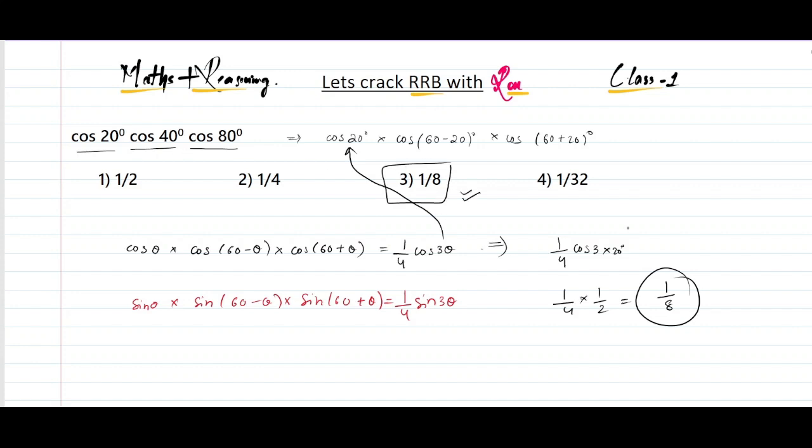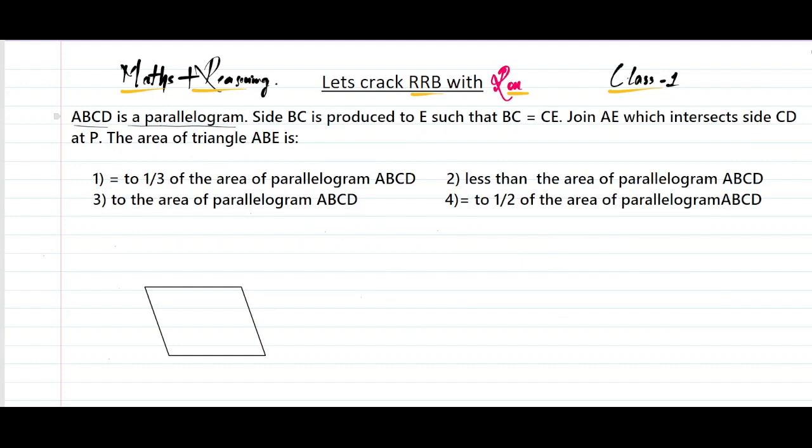Okay, next question. See this question: ABCD is a parallelogram. So here we have a parallelogram A, B, C, D. Next, side BC is produced to E. So I need to extend BC, let's say until this point E, and BC equals CA. So here they are given BC equals CA. Next, join AE which intersects line CD at P. So I need to join E with A. Also I need to join C with A, and this is intersecting CD at a point P, it seems.